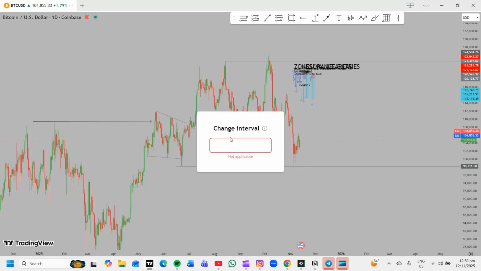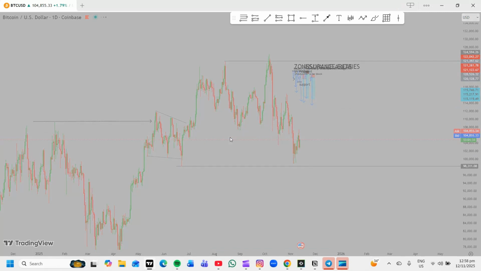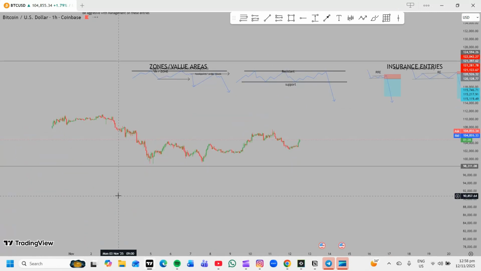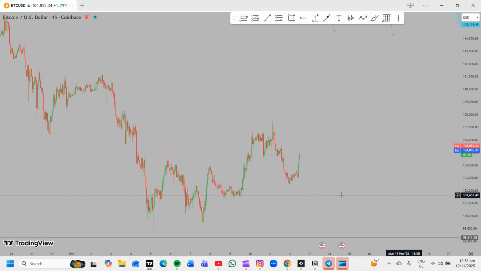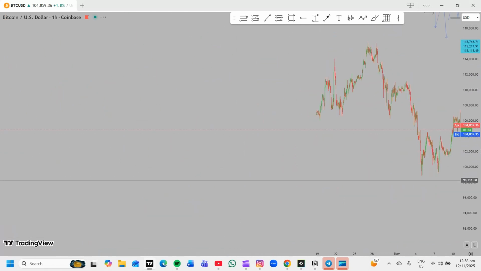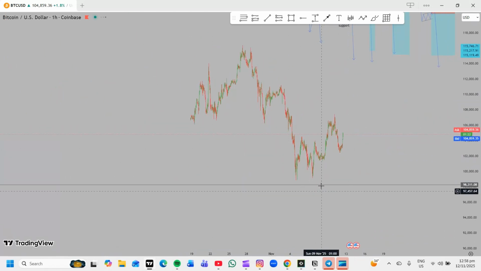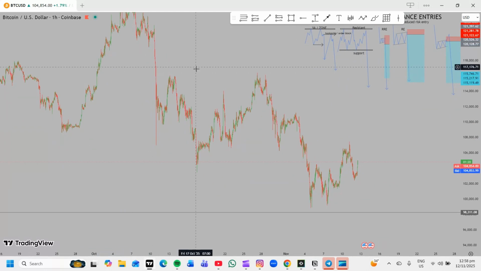Let me skip the 4 hour because the internet is bad. Let me just go to the 1 hour time frame. Oh, okay, that was fast. Yeah, so as we could see, price was approaching this value area, we were looking for sales. We got sales in here. This was a value area. We got sales in here.